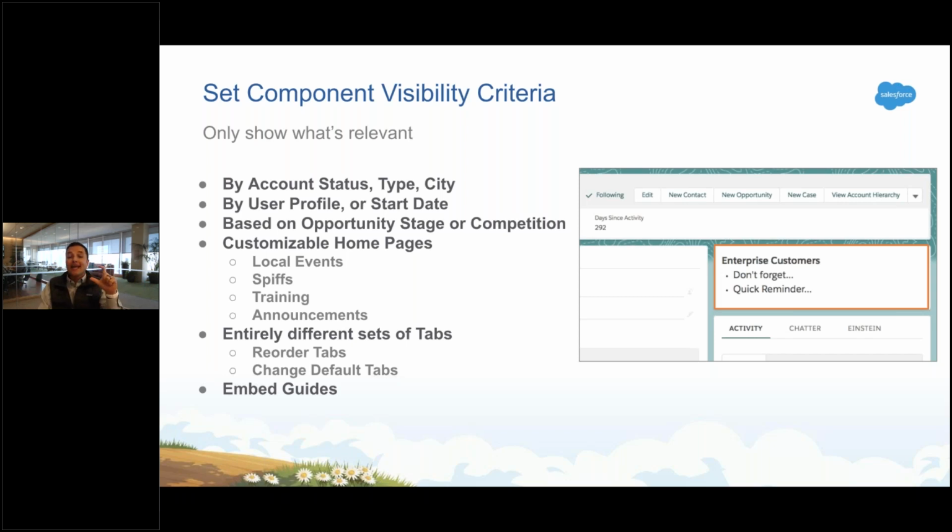And on the home page, this is a great thing because you can add spiffs, training resources, announcements, and you can customize. You don't have to build a whole new page for that one message. You can just put some component visibility in there that goes, if their title is sales rep, tell them about the spiff. And that's it. So let me show you how this works.